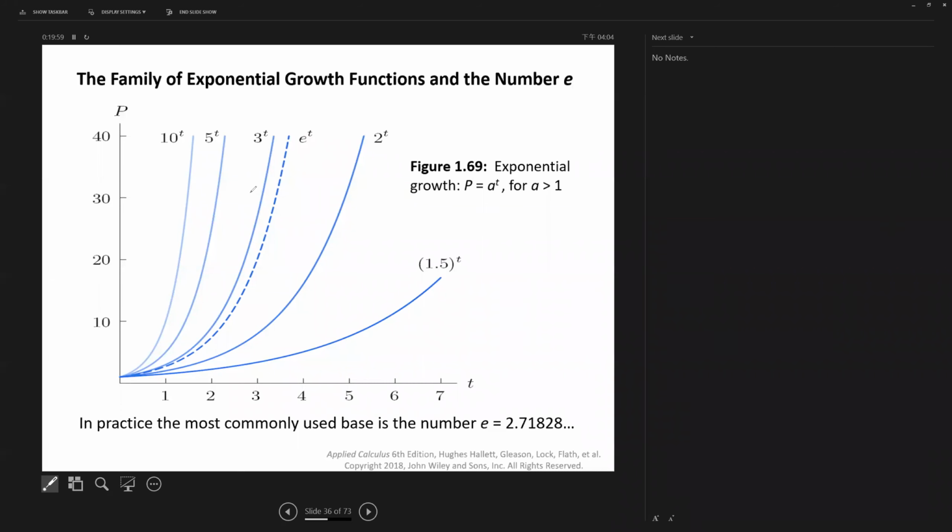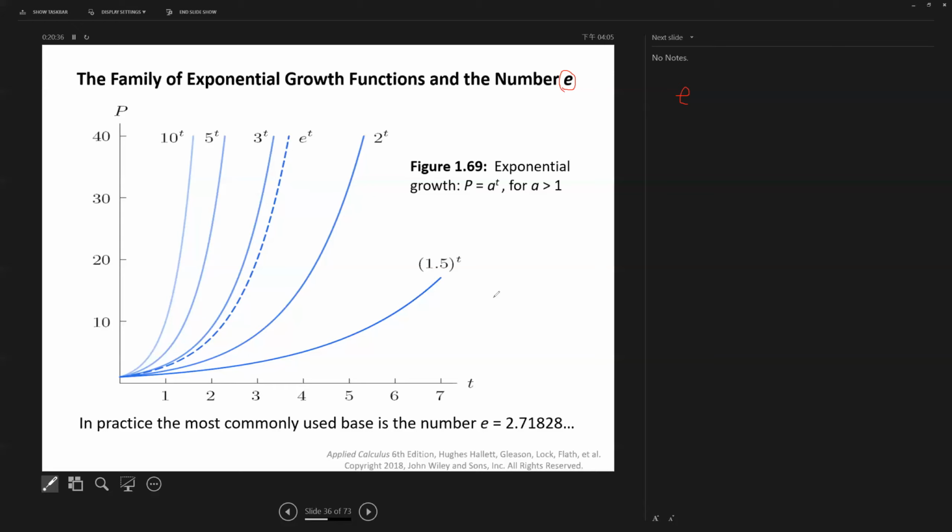All right, so one common base that we'll be looking at is the number E, Euler's number. It's about 2.71828 or 2.72. There is a button you can find on your calculator that just says E, right? That's the button you can use if you want to use a calculator for some calculation. So E is right here between 2 to the T and 3 to the power of T. This is E to the power of T. The most commonly used base is the number E, as we'll see in a second.